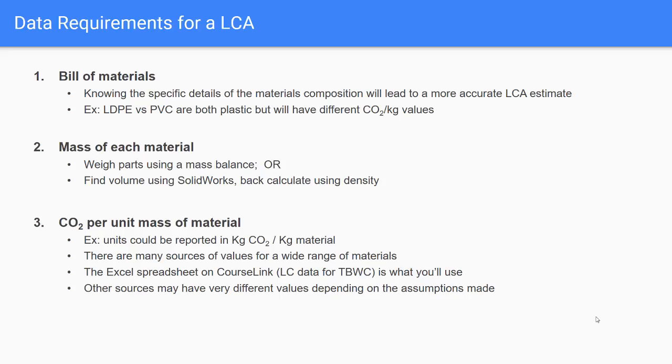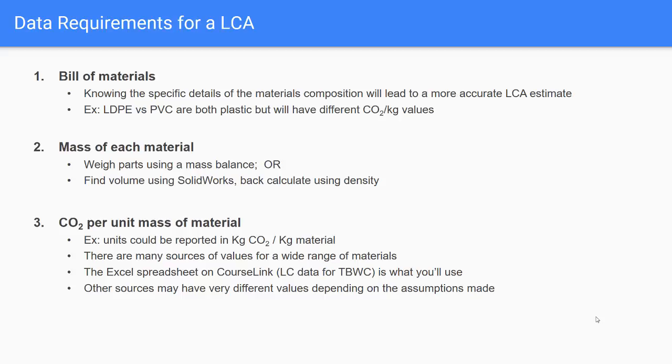The following data will be required for your LCA. First, you'll need to know all the materials that are within your product. Knowing the specific details in the material will be necessary in order to complete an accurate LCA. Knowing the difference between specific materials, such as metals and plastics, is quite apparent. However, the finer details of differentiating between low-density polyethylene and, for example, polyvinyl chloride are somewhat more difficult.